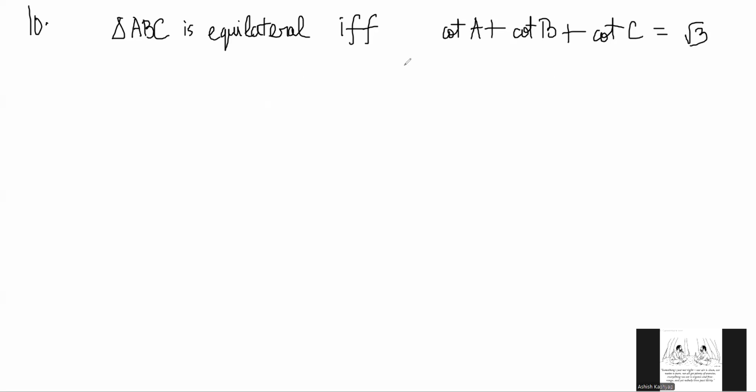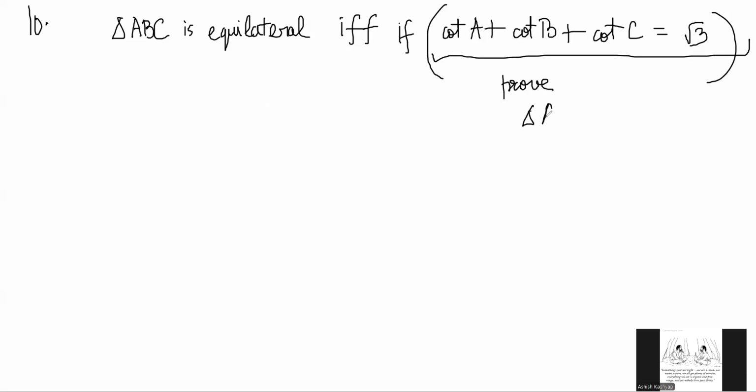Obviously, one direction is obvious, right? If you know triangle ABC is equilateral, then this is obvious. Yes, sir. The main thing to prove is the opposite direction. If cot A plus cot B plus cot C is root 3, prove that triangle ABC is equilateral. Do you understand what I'm saying? Yes, sir. That is the more challenging step. That is what you need to try to figure out.